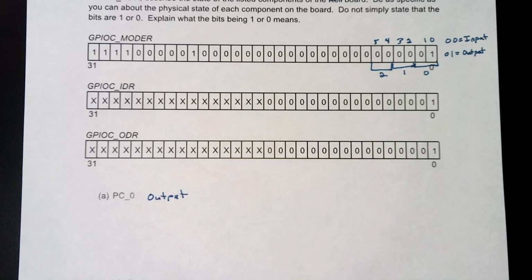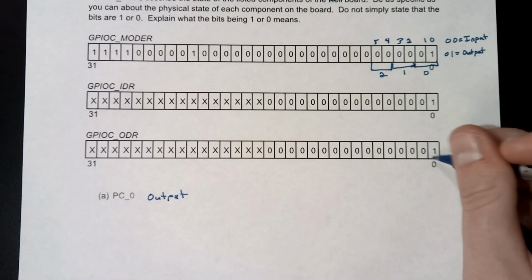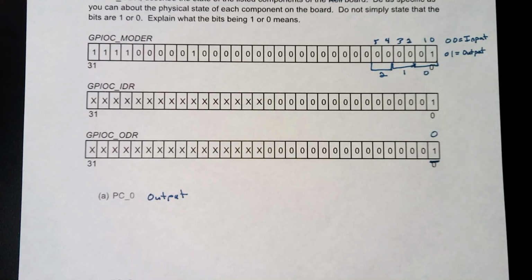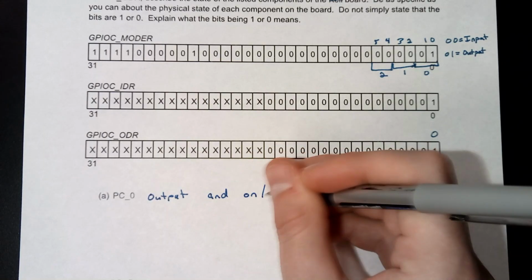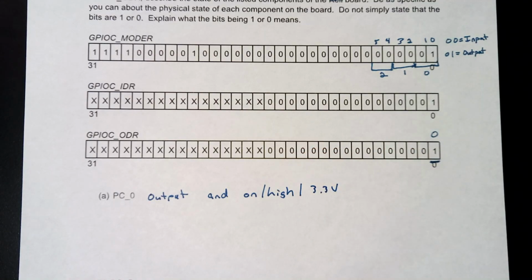So we want to look at the output data register to see what its state is. We look and see here for bit 0 of the output data register, that's a 1, and on, high, 3.3 volts, really whatever you want to say about that. Somehow it is currently in the state of being on or active high.